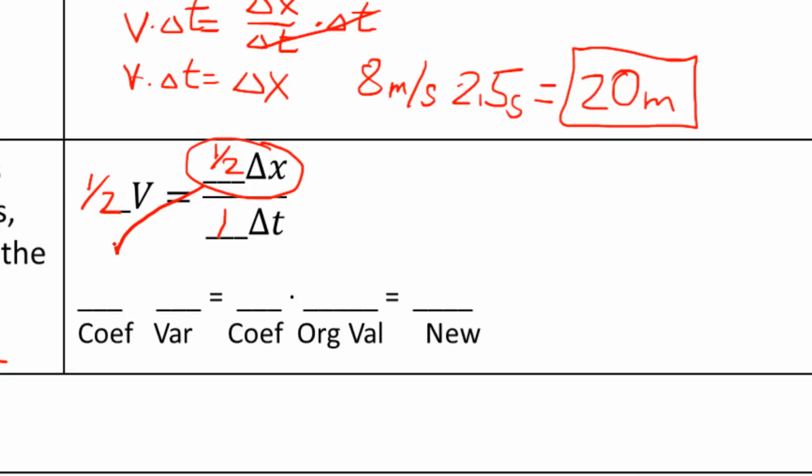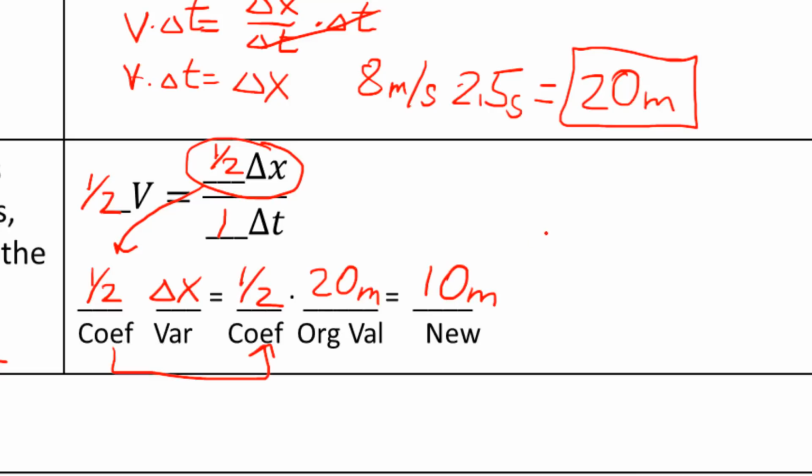We're going to transfer that down over here. So my coefficient stays 1/2, and the variable that we're looking at is displacement, delta x. I'm going to carry that coefficient over here, 1/2, and the original value of delta x I pick up over here, 20 meters. My new value, 1/2 times 20, is 10 meters. So I can expect the ball thrown by that child would go 10 meters in that same 2.5 seconds.